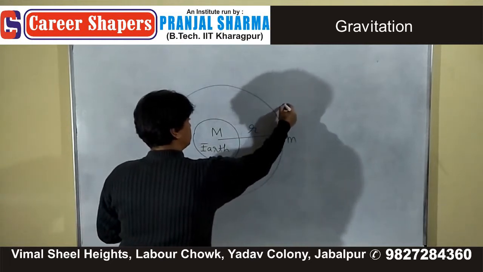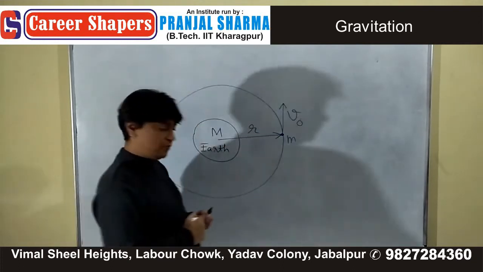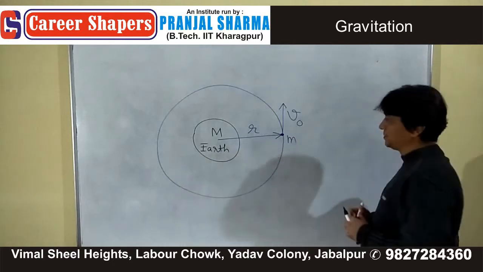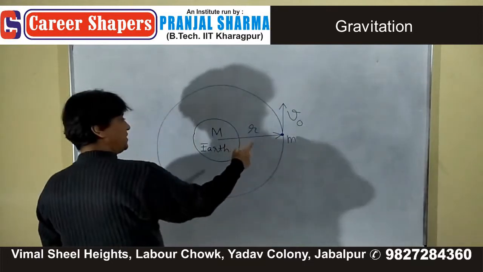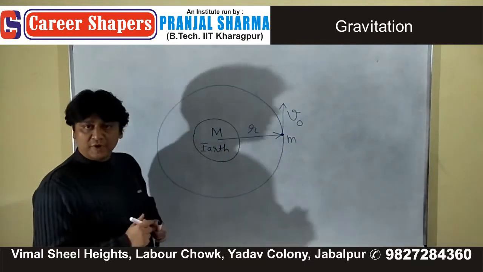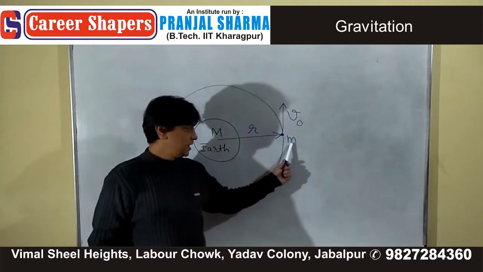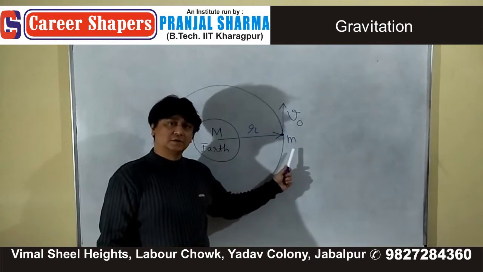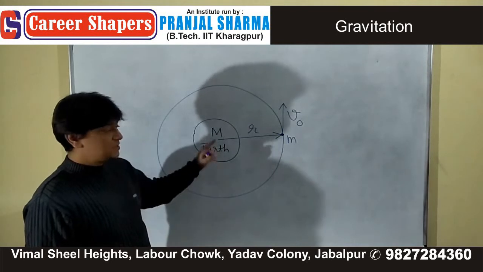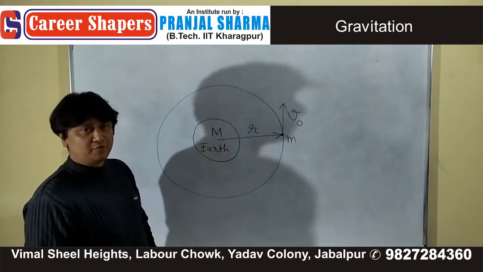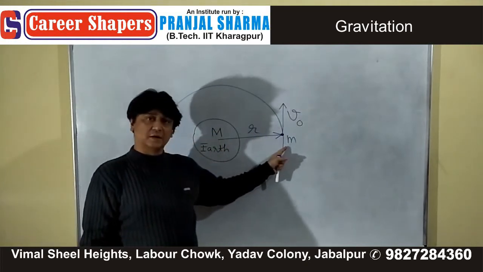Our aim is to find V_O, V_O for orbital velocity. Now, if you say that it's a perfect circle, then this satellite needs centripetal force, and that centripetal force is coming from the gravitational pull of Earth on this satellite.